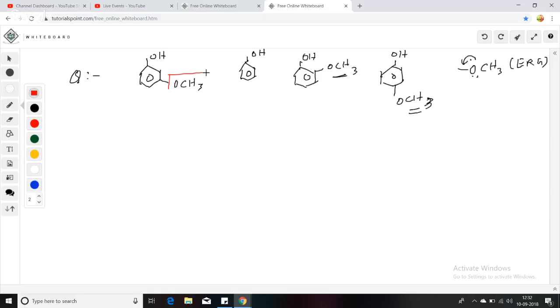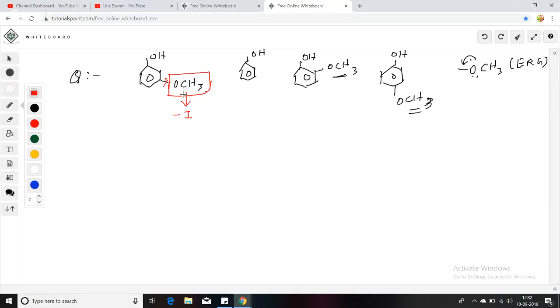At meta, since the meta position is unaffected because of this OH group, it will not show resonance here, but it shows the I effect, and that is minus I. This position is not affected by resonance, only these two positions are affected. So here only the I effect is possible, and it is minus I, because oxygen is more electronegative than carbon, so this will withdraw electrons.